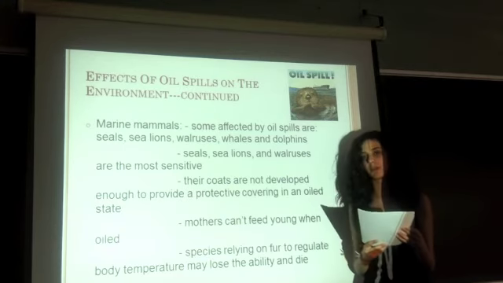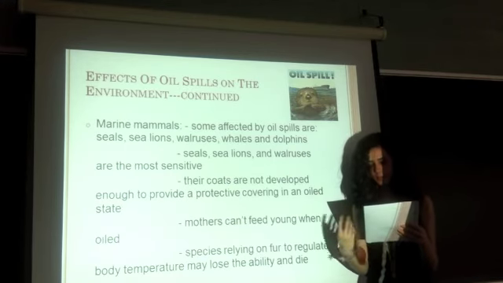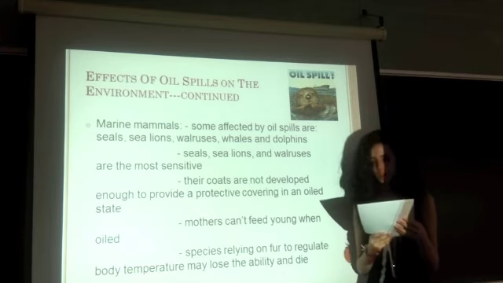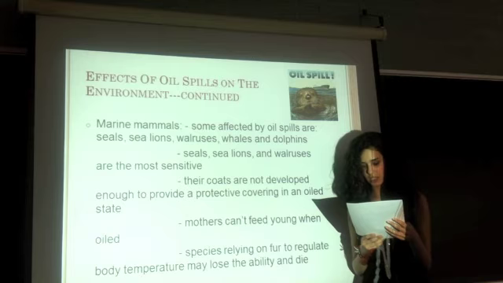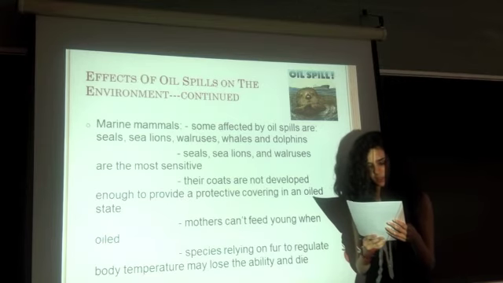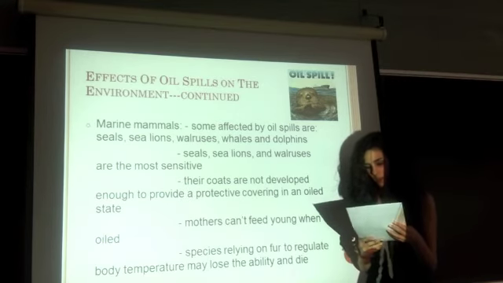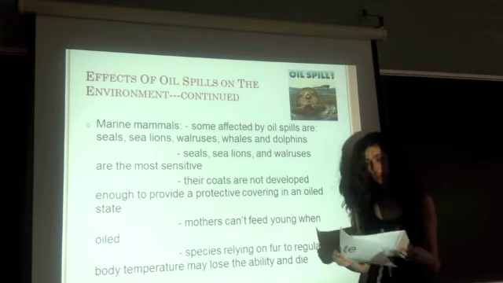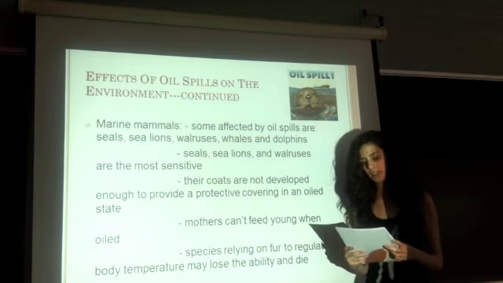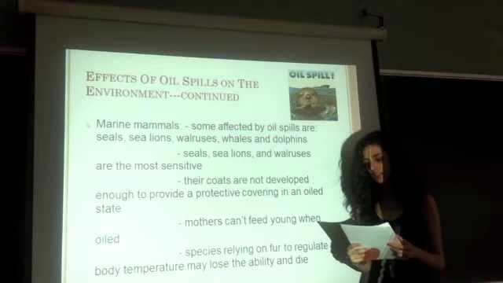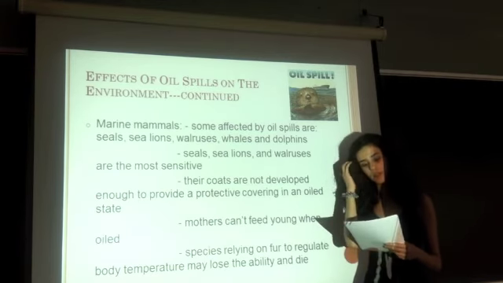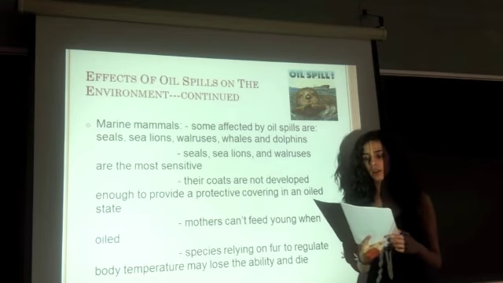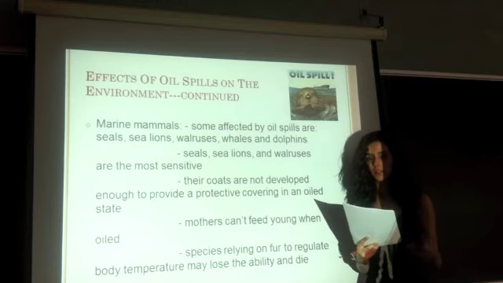The effect of oil spills on marine mammals may vary in relation to the species. Some of the marine mammals that are affected are sea lions, seals, walruses, whales, and dolphins. Because they are highly in public view, it causes much public concern when they are oiled. Seals, sea lions, and walruses are the most sensitive since they live on shorelines of small islands, rocks, or remote coasts, and there are not many alternative habitats available for them.